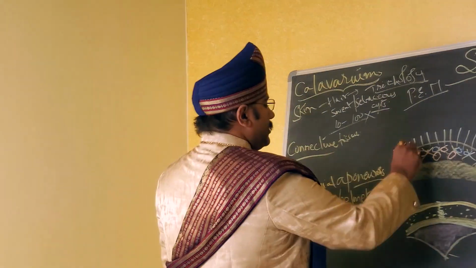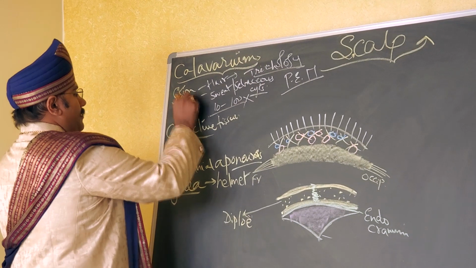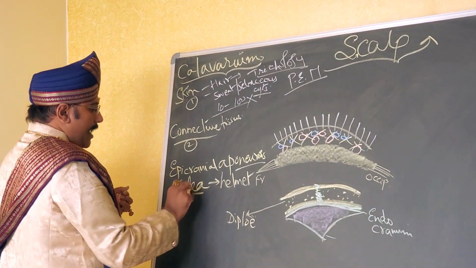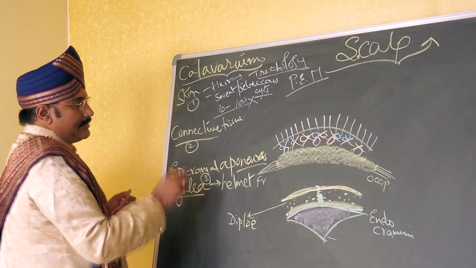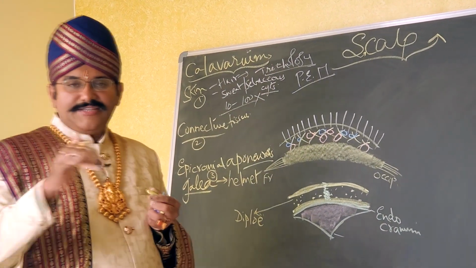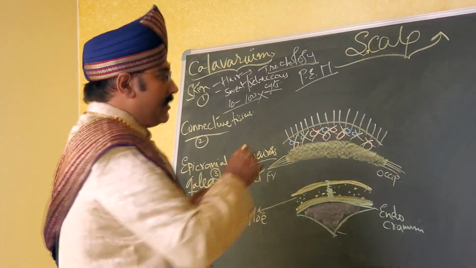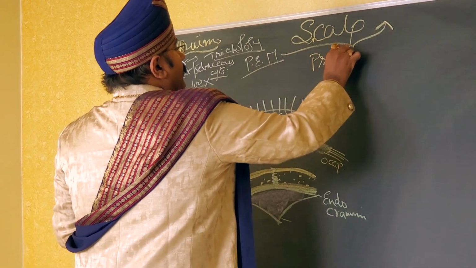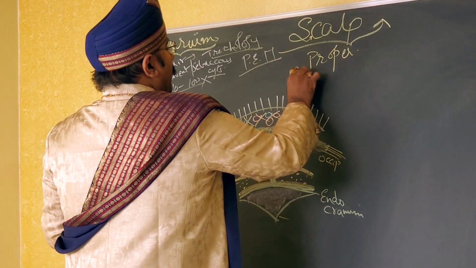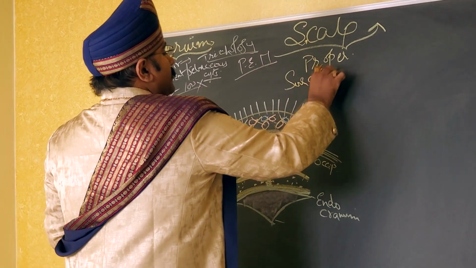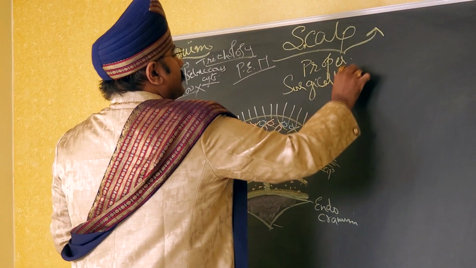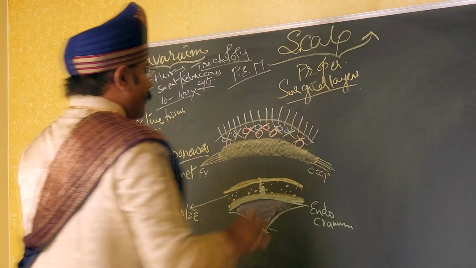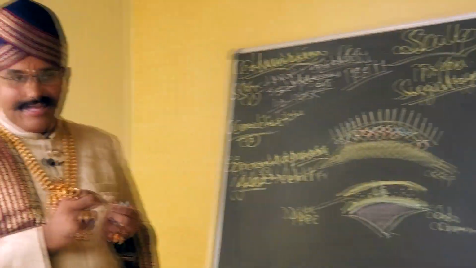These three layers, that is the skin, the connective tissue and the epicranial aponeurosis, move as if they are one layer. So it is also called the scalp proper, or the surgical layers of scalp. These are called the surgical layers of scalp. You're understanding? The 1, 2, 3 layers.